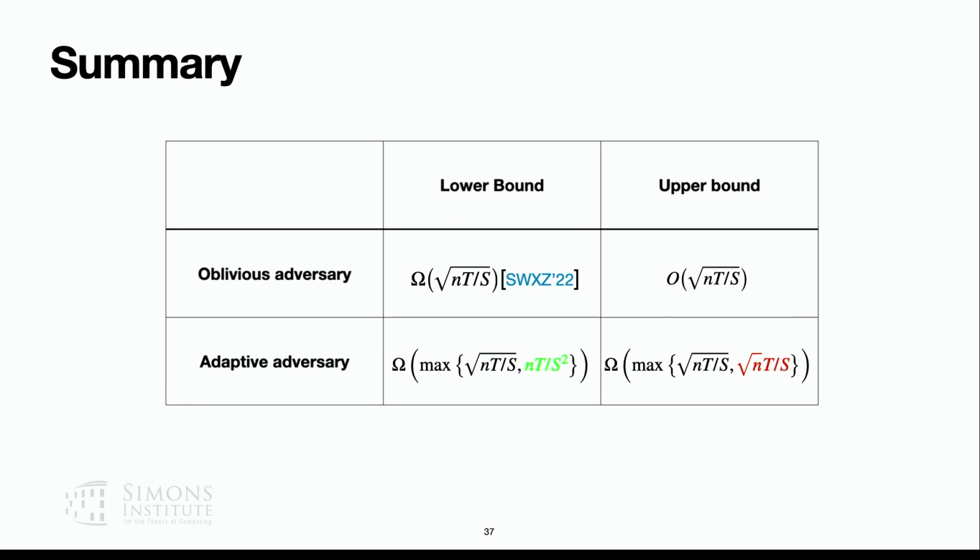Okay, this is just a table that summarizes the result of this paper, and I reparameterized it a little bit. And the technical question here is to close the gap for the adaptive adversary. There's still some small polynomial gap here.